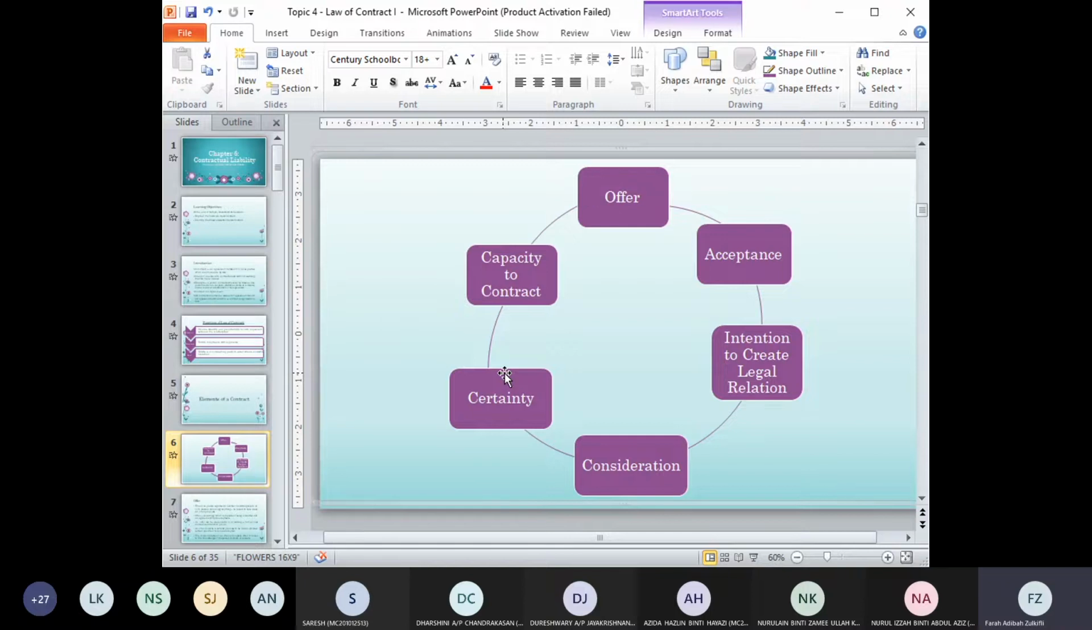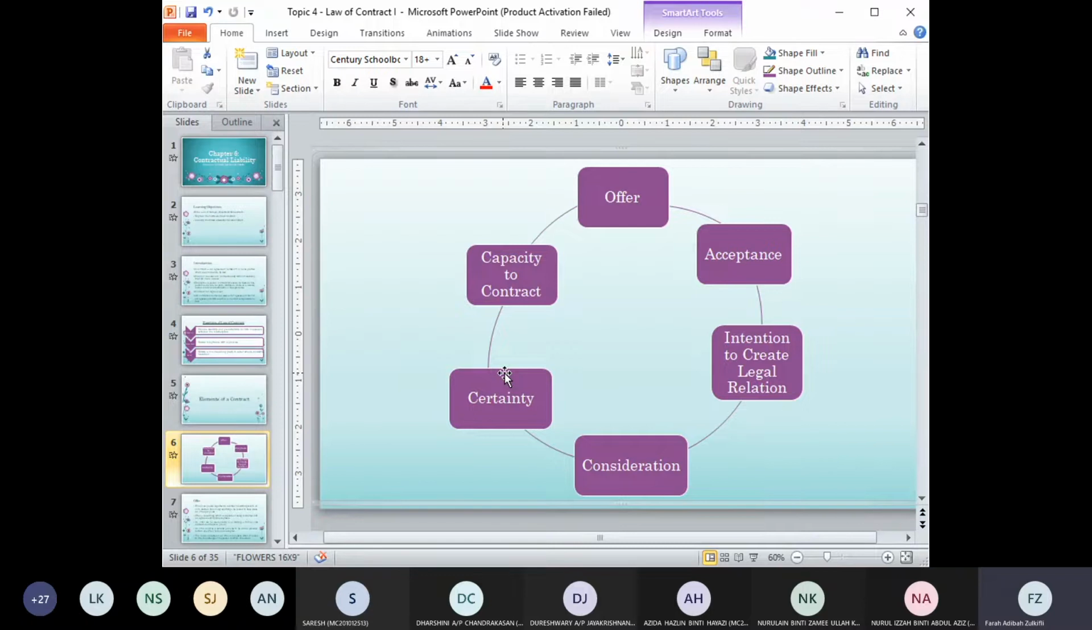And then the fifth element is certainty. Certainty is when you want to enter into a contract with someone else, the subject matter must be clear. The subject matter must be certain. You cannot say, I want to sell the house to you at the price of 700,000 or 800,000. You cannot say something like that. You have to be clear. You want to sell the house at what price? You want to accept the offer to buy the house at what price? So there must be an element of certainty.